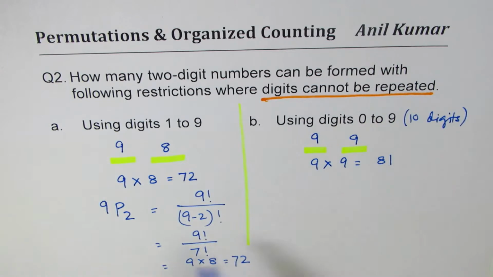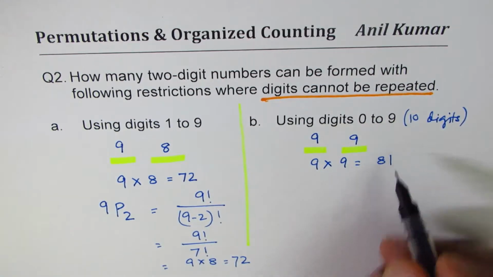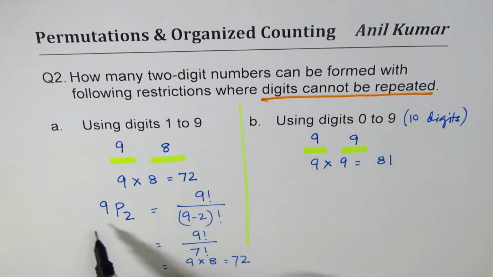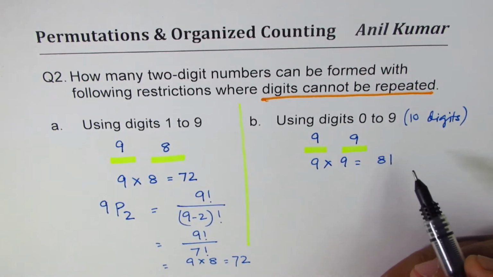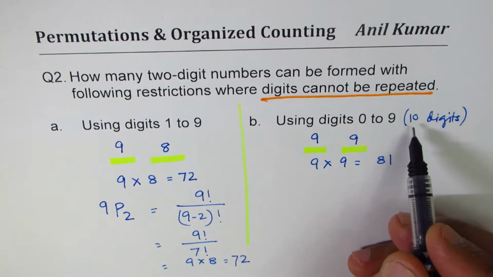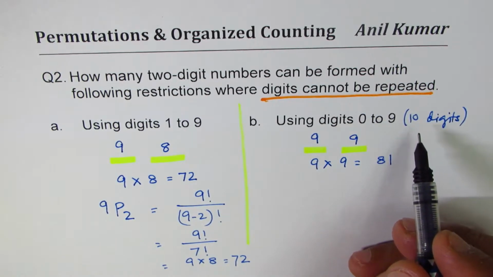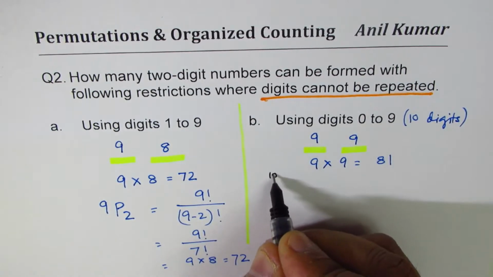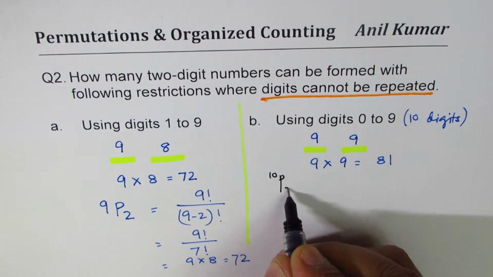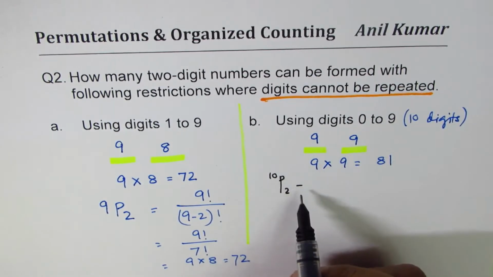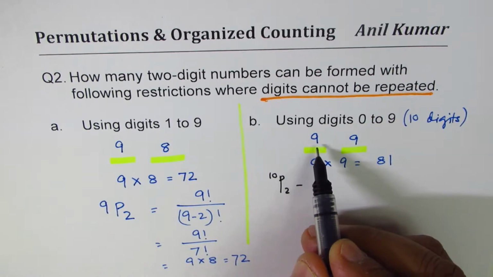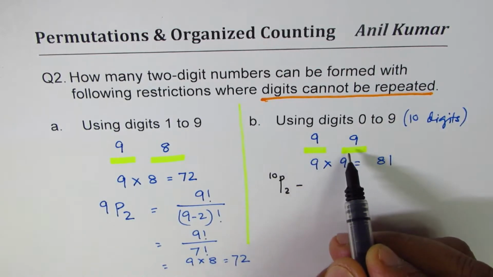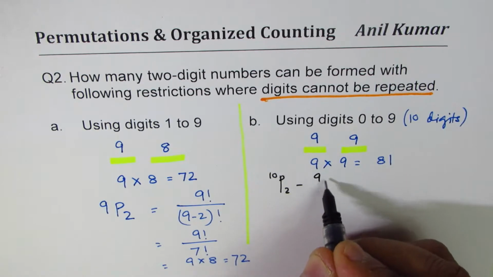Do you see that? Using permutation, you could also have done it. The idea here is that you are selecting from 10 digits. Using permutation, we have 10 numbers and we have to select 2. However, we'll take away those which start with 0, since if you start with 0, you get a one-digit number. So it'll be minus 9P1.